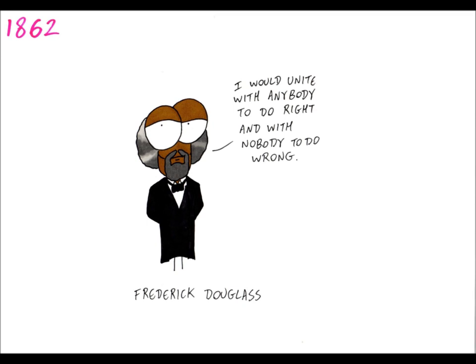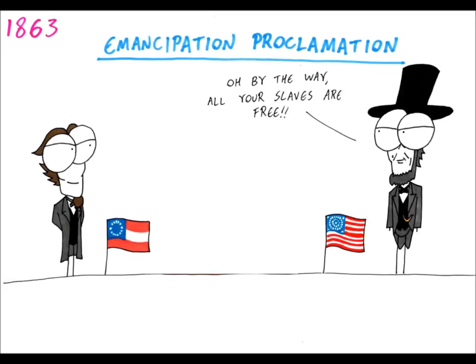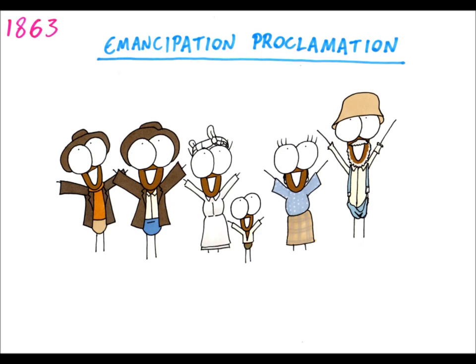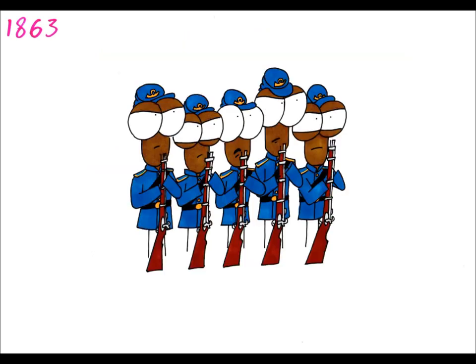Frederick Douglass, a former slave and well-travelled social reformer, had been campaigning for the abolition of slavery. That's what this war was truly about. In January 1863, Lincoln brought about the Emancipation Proclamation, an executive order that led to the freeing of 3 million slaves in the Confederate States. Many African Americans joined the Union Army to fight against slavery.